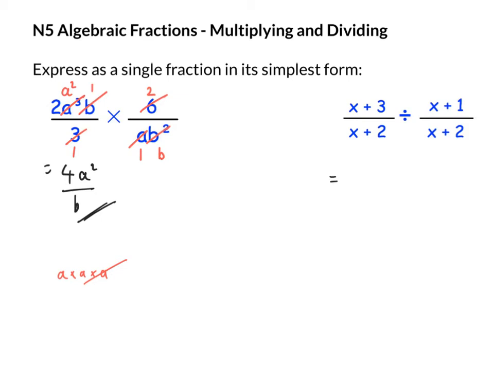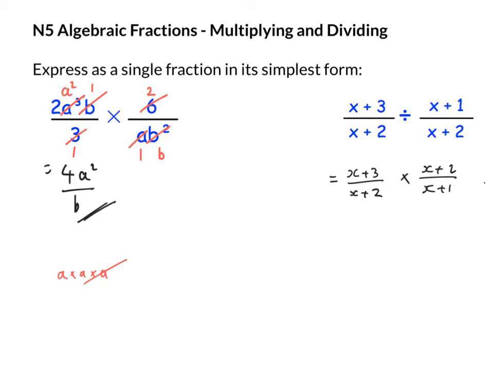Next one, I need to take a little bit more care. I've got a division. Whenever you are dealing with a fractional division, when you're dividing by a fraction, you need to multiply by the reciprocal. So that first fraction, it will never change. What you are dividing never changes, but we multiply by the reciprocal. So x plus 2 over x plus 1.